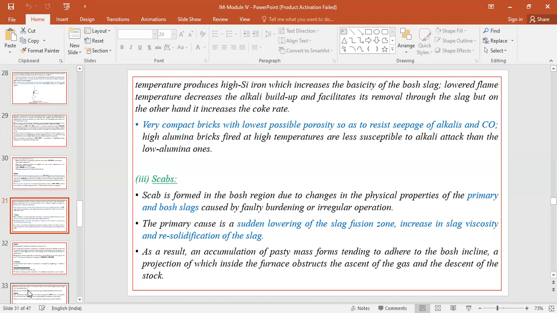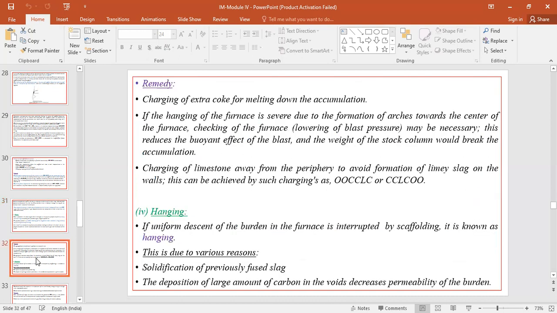The main cause is a sudden lowering of the slag fusion zone, increasing the slag viscosity and resolidification of the slag. As I already told you, when this flooding takes place, the liquid product which travels upwards is forcefully uplifted to the low temperature region, because of which solidification takes place. And the remedy is charging of extra coke for melting down the accumulation.